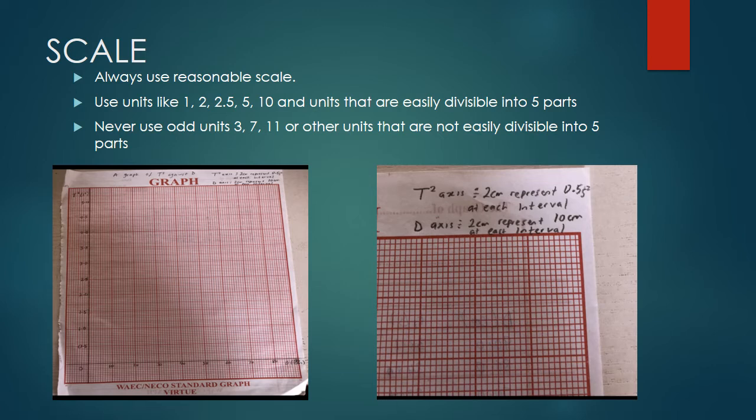Even scale is the most important thing; it will be the foundation for all the things that we are going to do in your graph. So please, please, scale is very important. And look at the scale: whenever you are writing your scale, you must put it on top. So look at the axes there, the t square axis and the d axis. That was 2 centimeters represent 0.5 second square at each interval, and on the d axis 2 centimeters represent 10 centimeters at each interval.